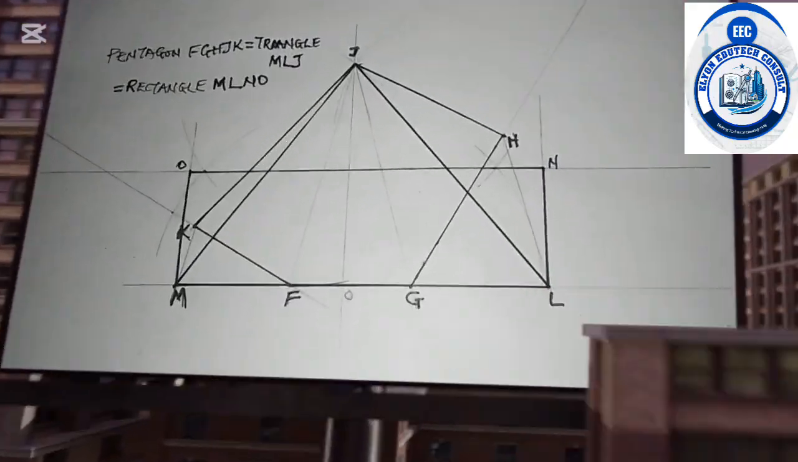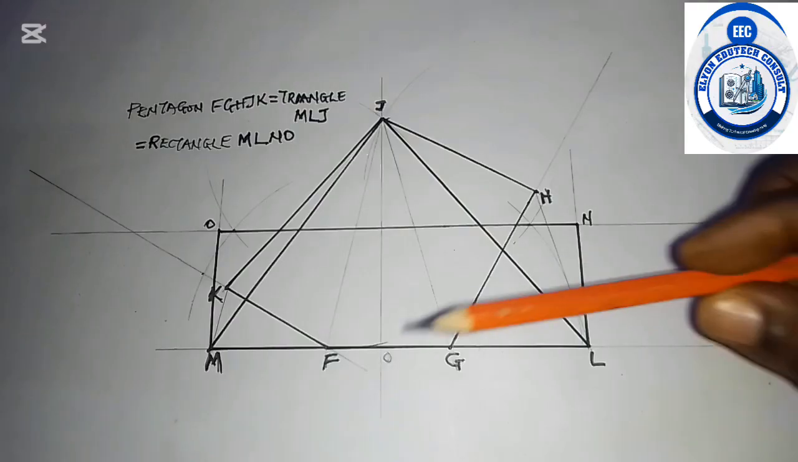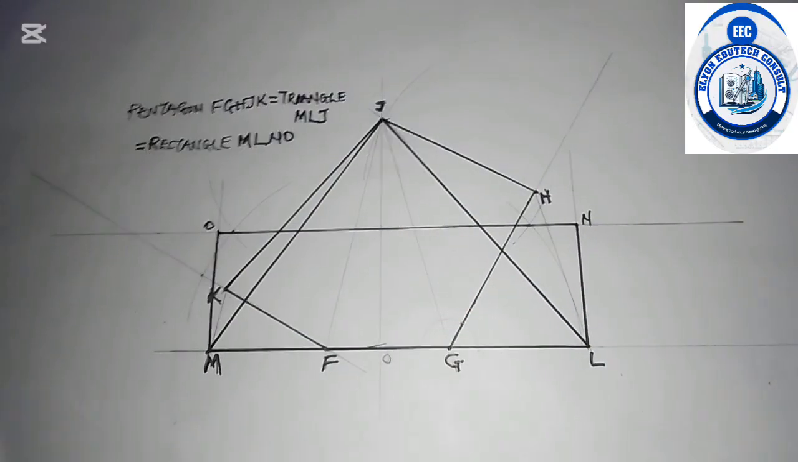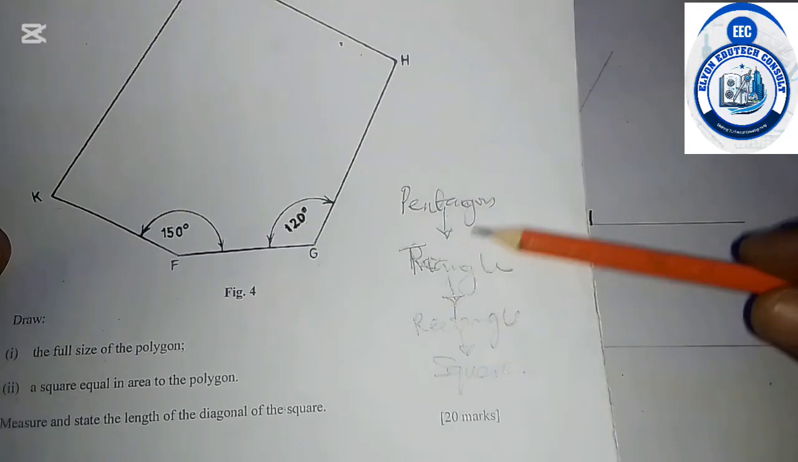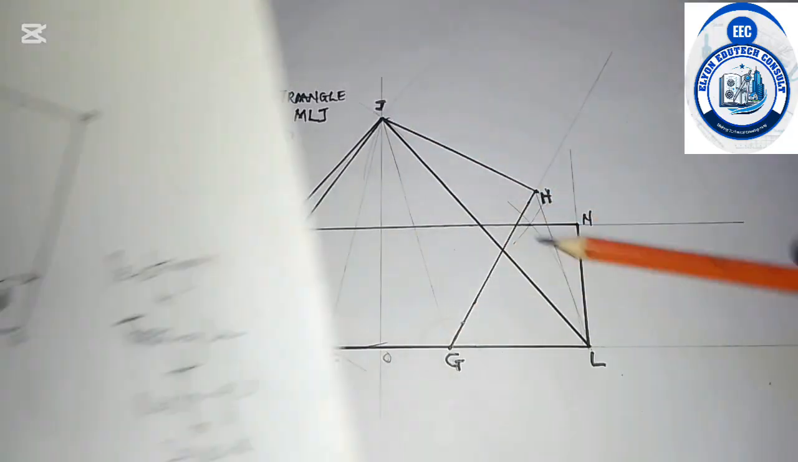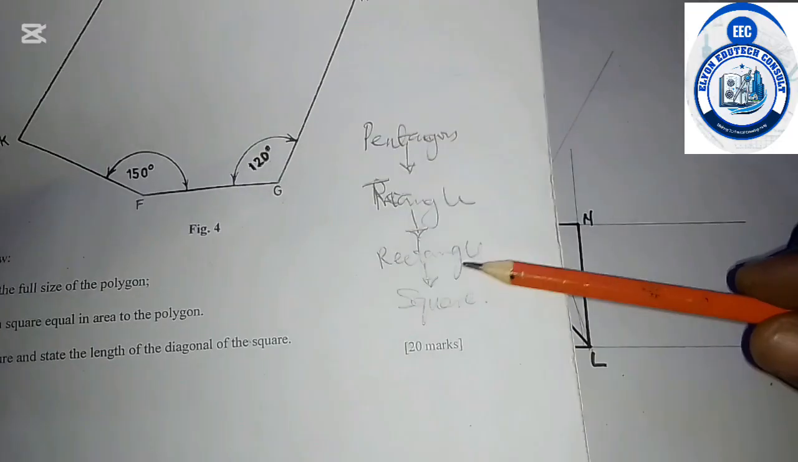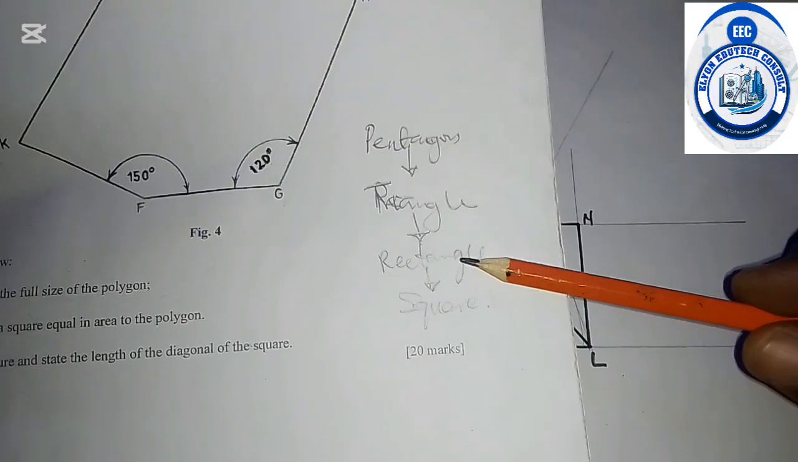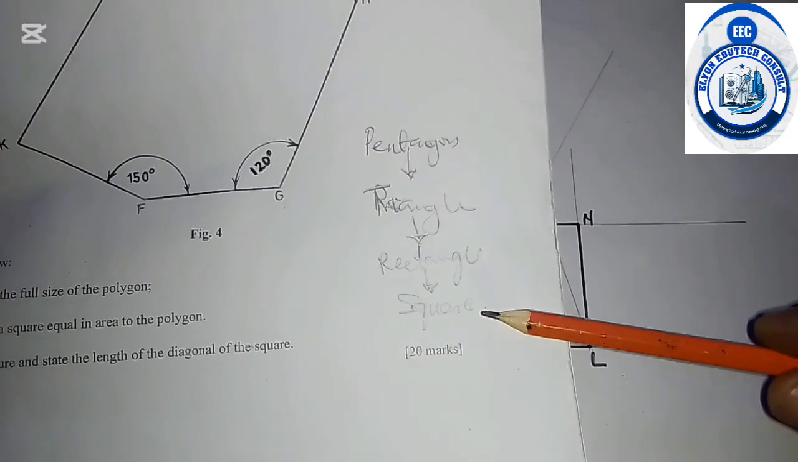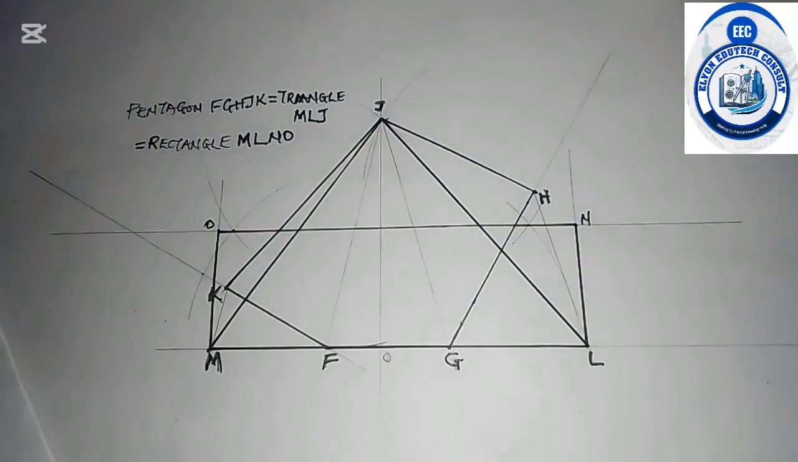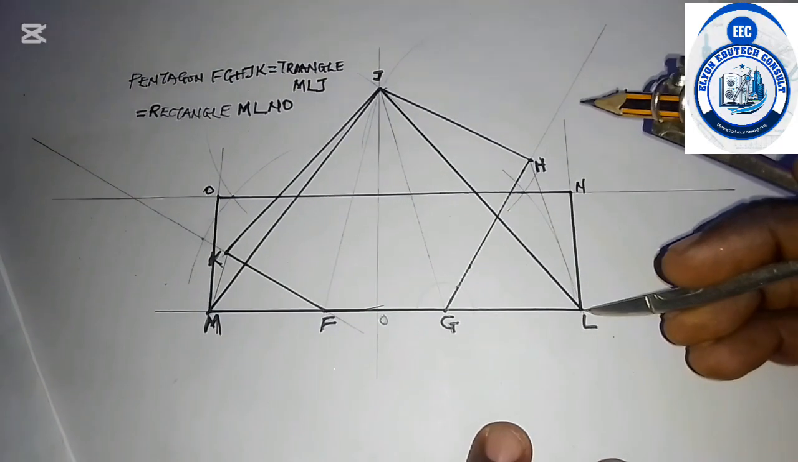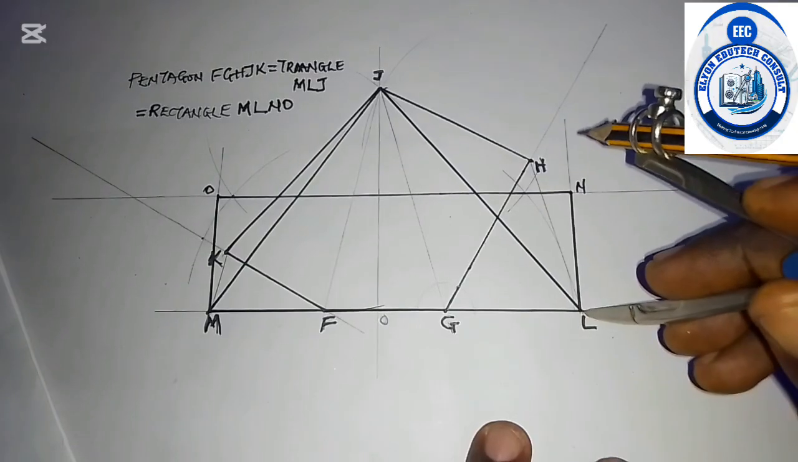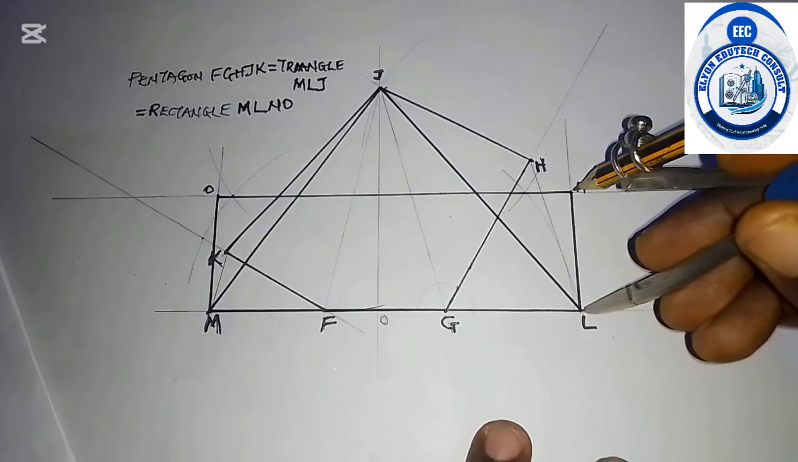So the final thing I'm going to be doing here now, since we have gotten our rectangle, don't forget the process. From the given pentagon we have our triangle, which we have gotten, then we have our rectangle. Now from this rectangle, it's easier to convert this rectangle to a square. So what do we do? How do we convert a rectangle to a square? The principle is very simple. Just come to this point L, needle on L, stretch to this N.